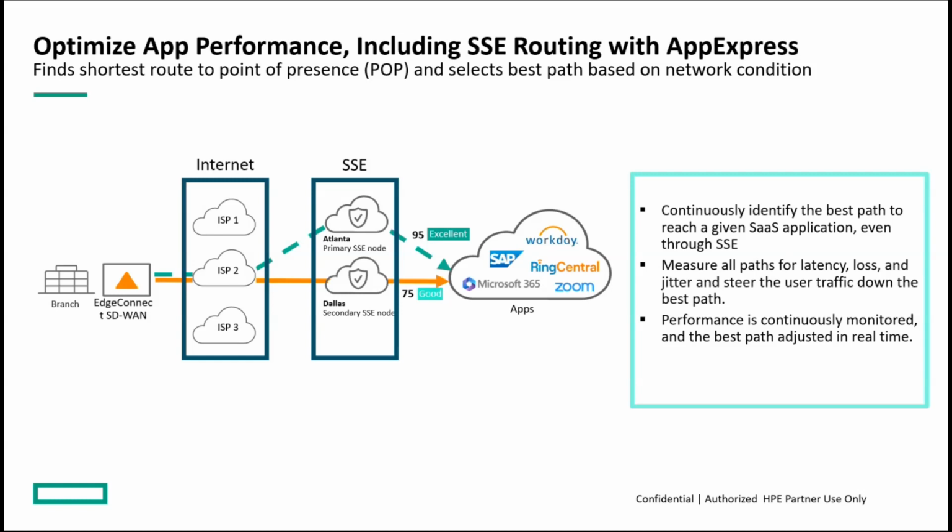So maybe today ISP2 with the Atlanta data center with SSE is the best. Maybe tomorrow ISP3 in Dallas is the best. It's going to constantly do that measuring and maintain the most optimal connection for you.